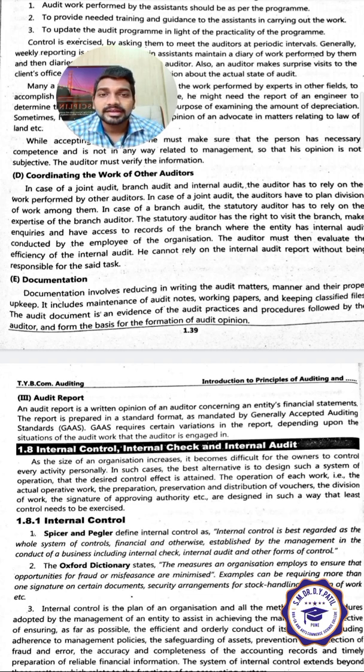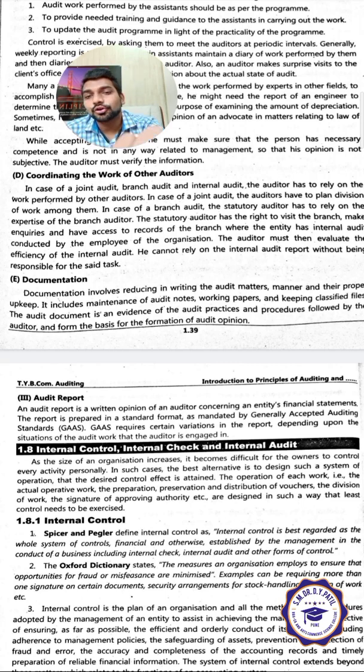Where the entity has internal audit conducted by the employees of the organization, the auditor must then evaluate the efficiency of the internal audit. He cannot rely on the internal audit report without being responsible for the said task.